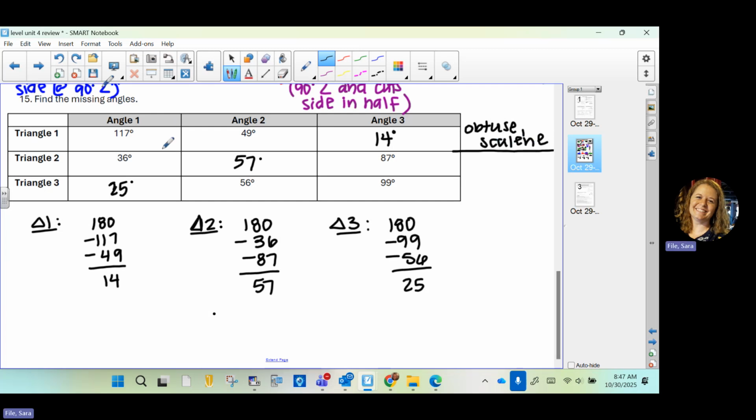Okay, triangle 2, are any of these angles 90 or bigger? So what are all of them? They're all acute. They're all less than 90. So this is an acute triangle. And are any of these the same? No, so this is also scalene. So this is acute scalene.